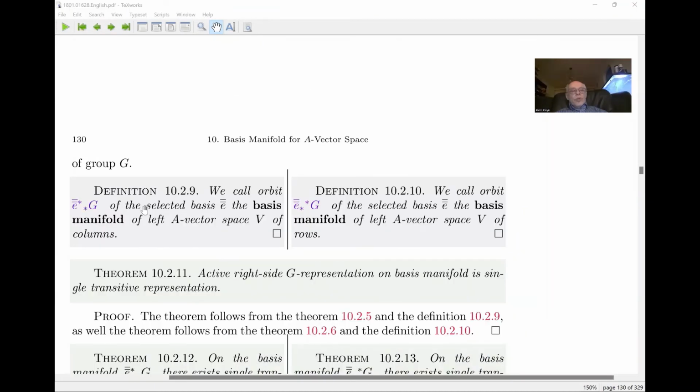We call the orbit E CR G of the selected basis E the basis manifold of left A vector space V of columns. Similarly, we call the orbit E RC G of the selected basis E the basis manifold of left A vector space of rows. From the theorem considered above follows theorem 211. Active right-side G representation on basis manifold is single transitive representation.